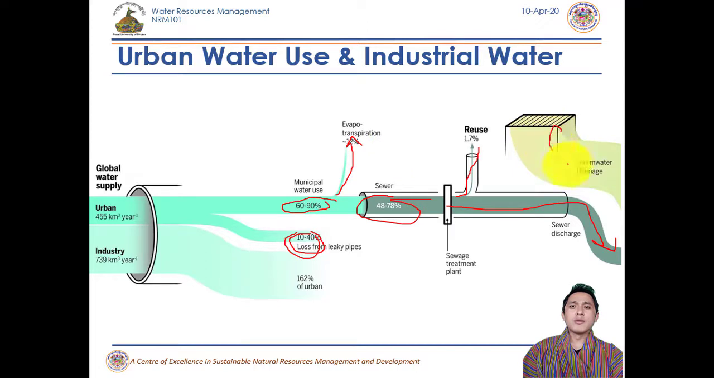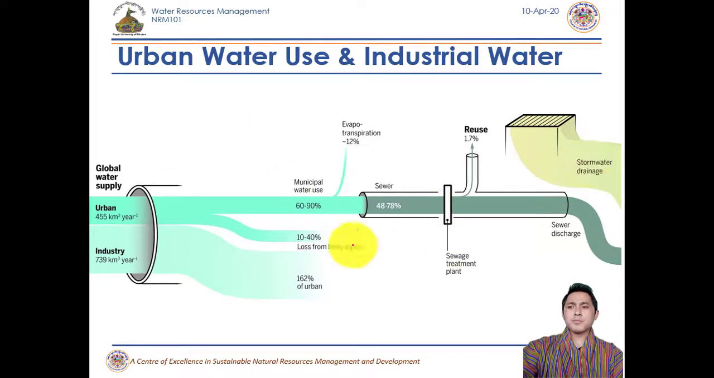And again, we have got stormwater drainage, where it's very important for us to harvest rainwater system in the urban area. If the actual water supply is not enough for us. So that's on urban again.